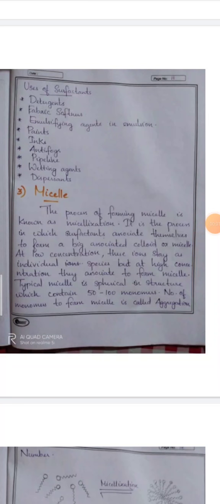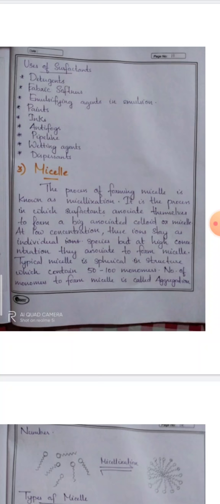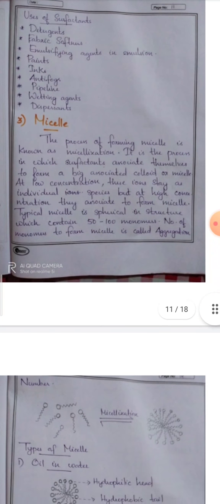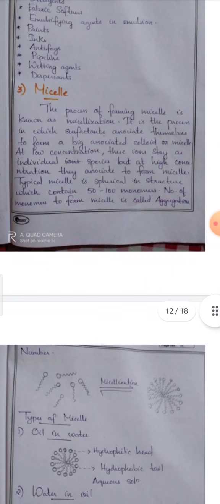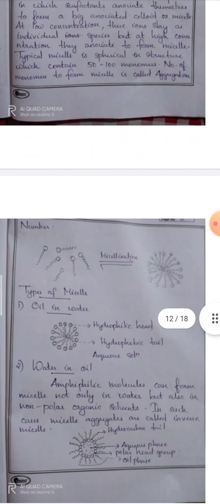The next is micelles. The process of forming micelles is known as micellization. It is the process in which surfactants associate themselves to form a big associated colloid, or micelle. At low concentration, the surfactant molecules stay as individual species, but at high concentration, they associate to form micelles. A typical micelle is spherical in structure and contains 50 to 100 monomers. The number of monomers that form a micelle is called the aggregation number.